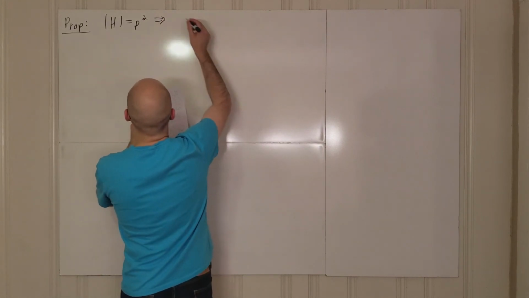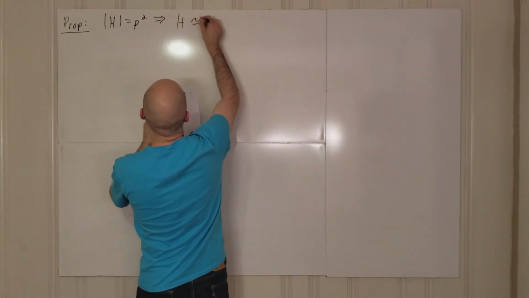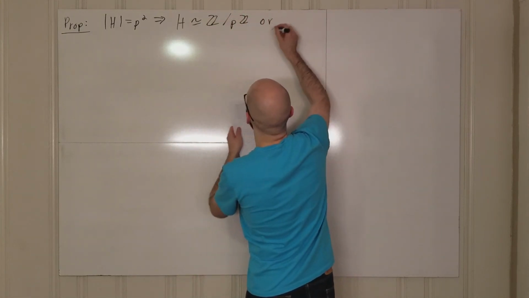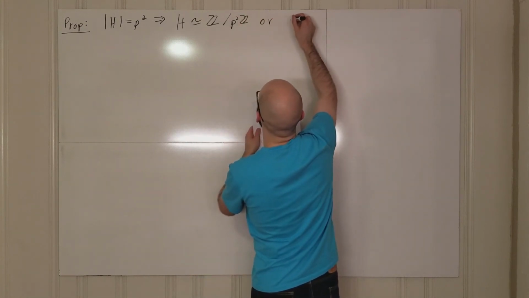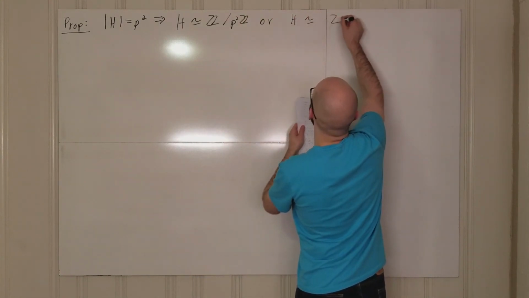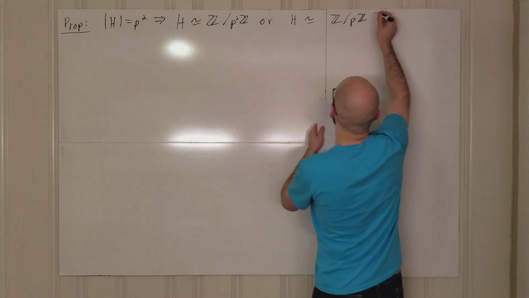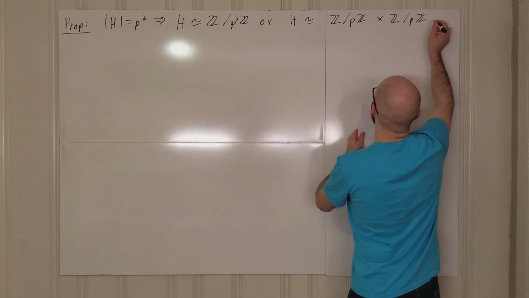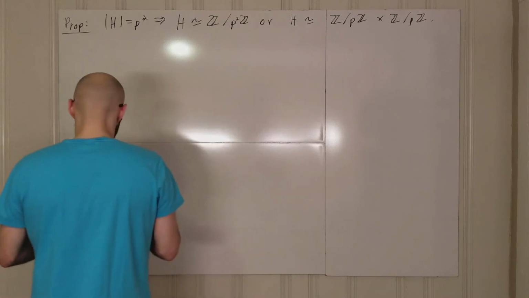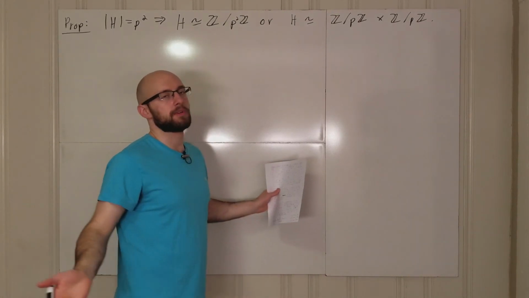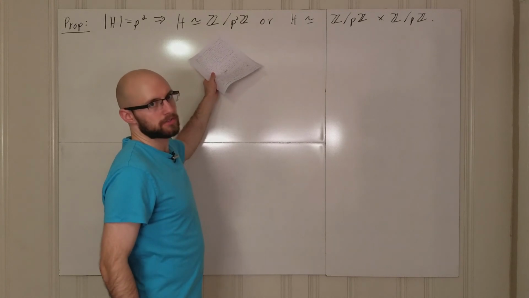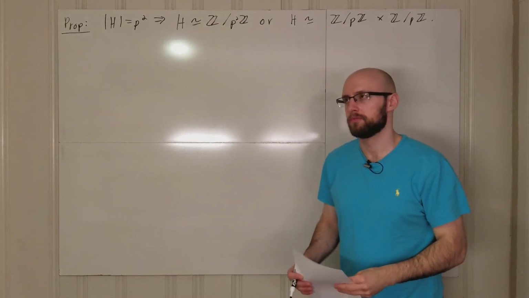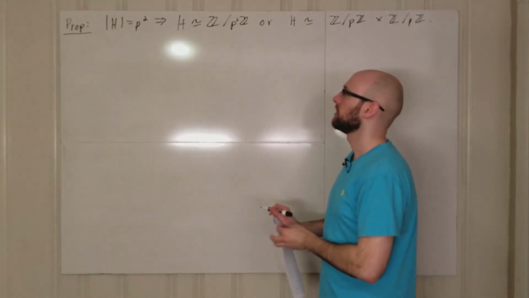Let's suppose that the order of H is p squared. Then H is either isomorphic to Z mod p squared Z, or H is isomorphic to Z mod pZ direct product with Z mod pZ. And in particular, H is going to be abelian, because a cyclic group is abelian, and a direct product of two cyclic groups is a direct product of two abelian groups, which is abelian.